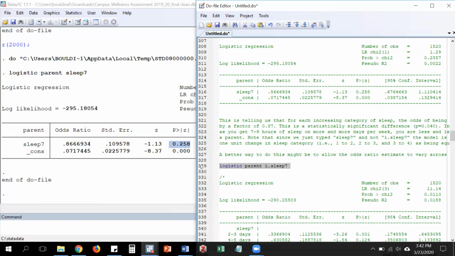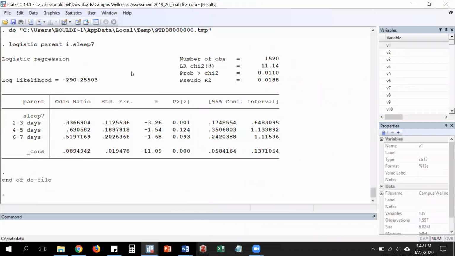An even better way to do this, as I said from the last example, given that sleep, yes, there are 4 different categories, but it's not really a quantitative variable. It's a number of nights per week, and a 1 represents 0 to 1 days. Really a better way to write this model would be logistic parent i.sleep7. So Stata will treat sleep as a categorical variable instead of a continuous variable. And so now our output looks different.